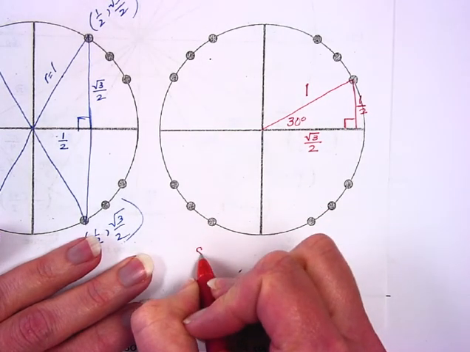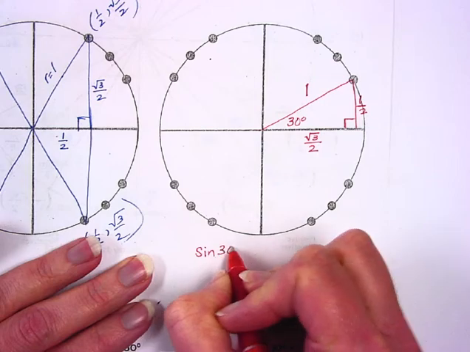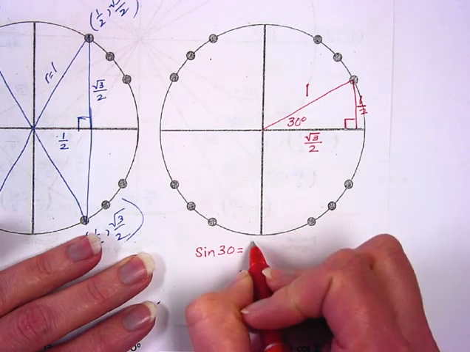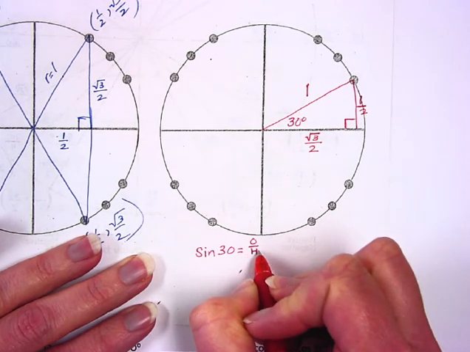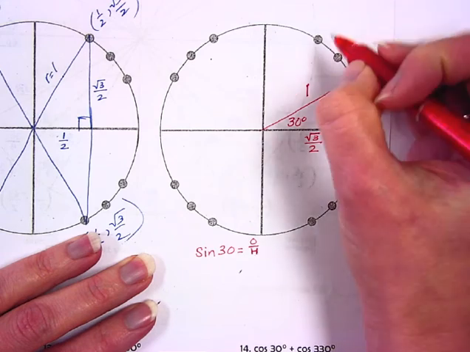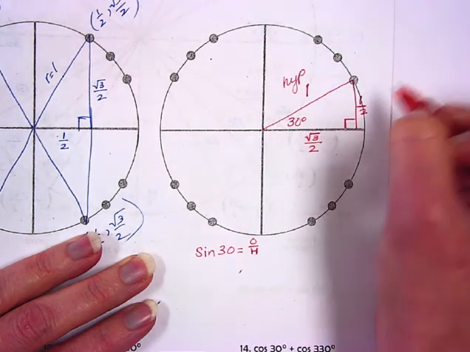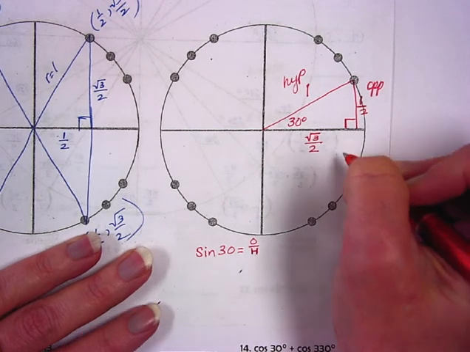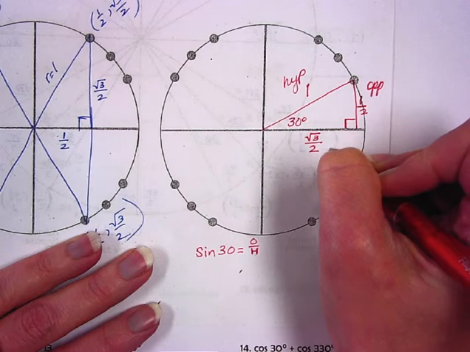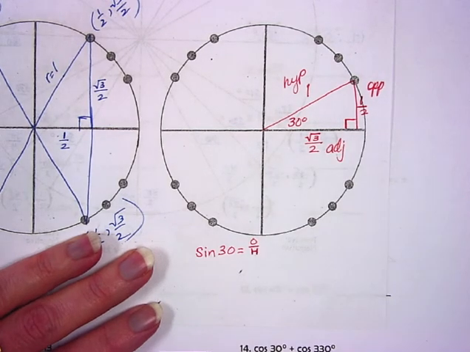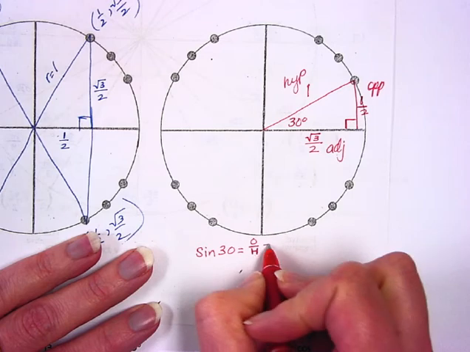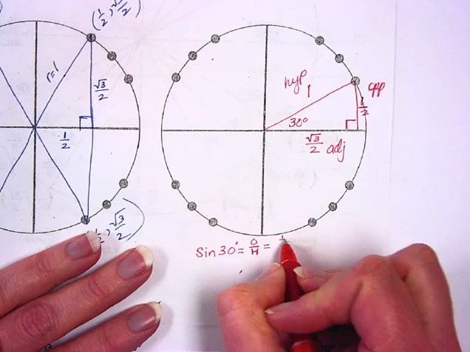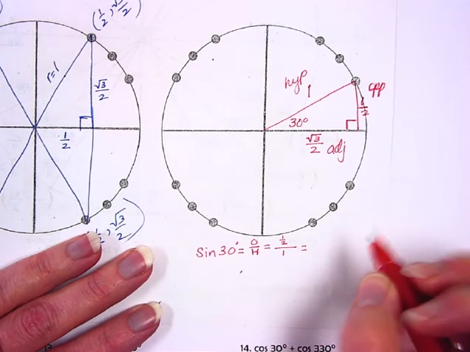Sine of 30 degrees. Sine is what over what? Opposite over hypotenuse. All right, let's label our triangle. What is 1? Hypotenuse. What is 1/2? Opposite. And that leaves adjacent for the square root of 3 over 2. So opposite over hypotenuse, what is that for 30 degrees? 1/2 over 1, which of course, like you said, is 1/2.